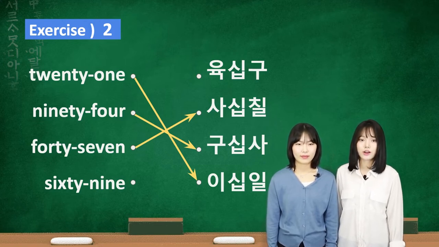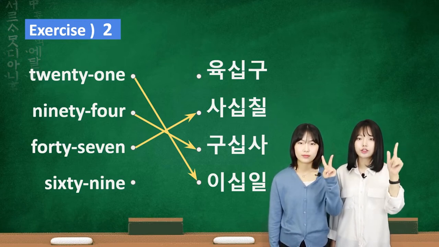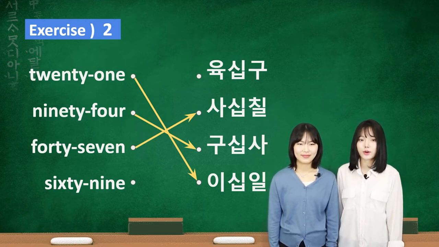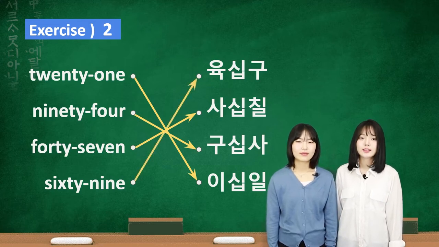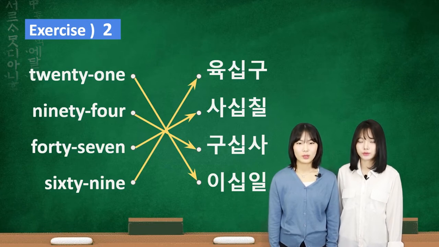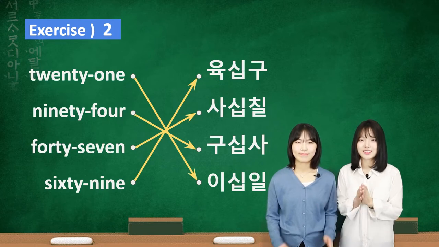Fourth, 69. Which is the correct Hangul number? 5, 4, 3, 2, 1. Yes, the correct answer is the first. Please repeat after me. 69. Excellent.